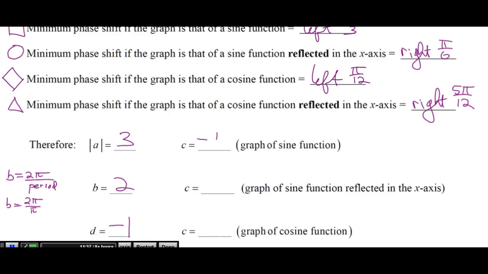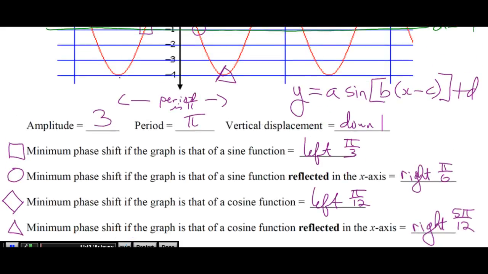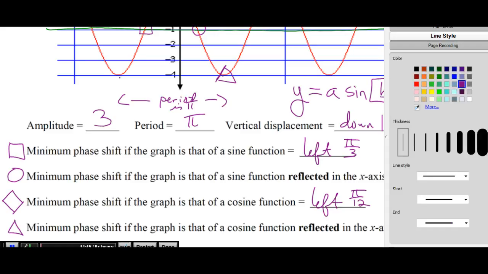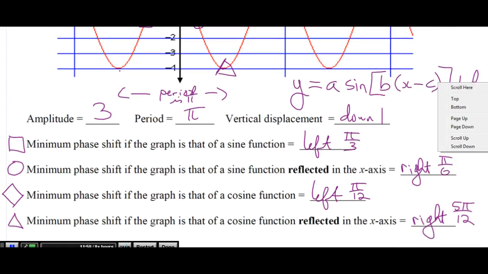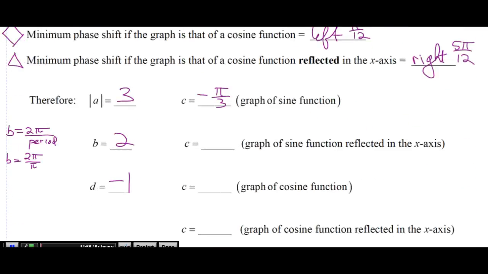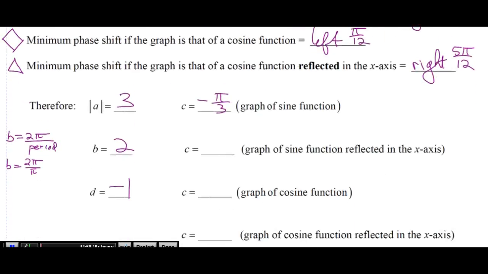So if I want to go left pi over 3, I'm going to need it to say theta or x. Sorry, it's be an x, right? Yeah, there's an x. I need to say, whoa, colors. I need to say x plus pi over 3, right? So it's going to be x minus negative pi over 3. Okay, if I want it to be a reflected sine curve, what am I going to put?